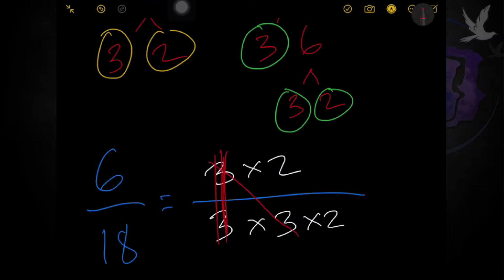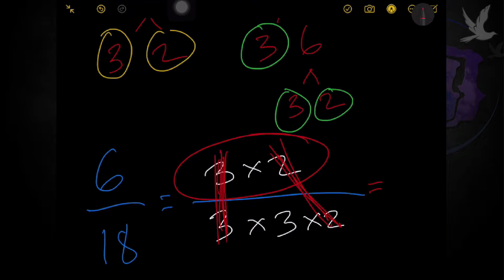Teacher Mark, can I still cancel this? No. You cannot, because this 3 is no longer there since you already canceled it out. Right? Then you have this 2. It's gone. And if you notice in our numerator, you don't have any numbers left. If you don't have any number left, all you have to do here is just write 1.